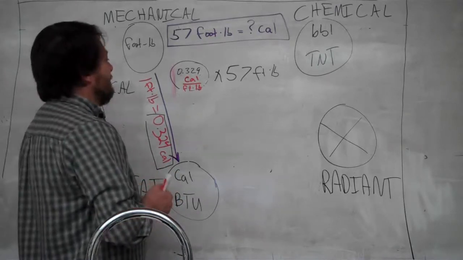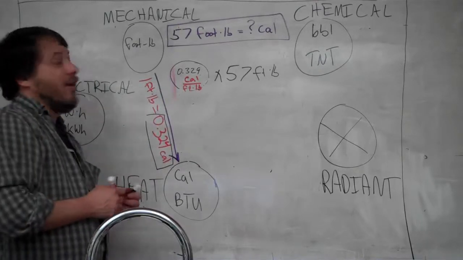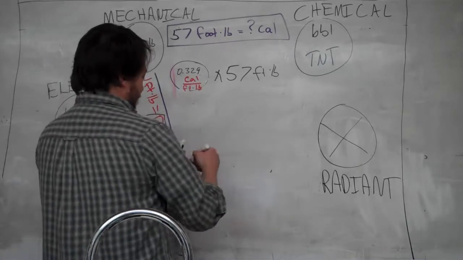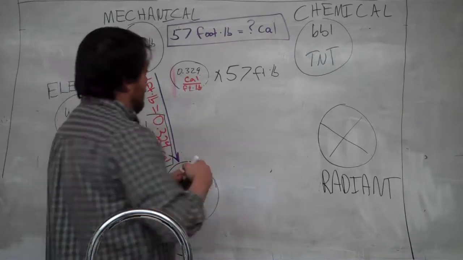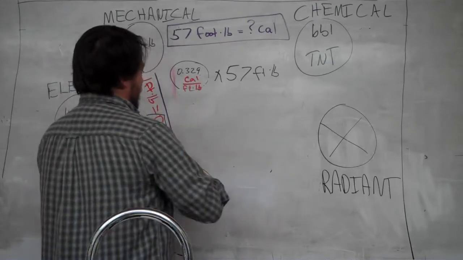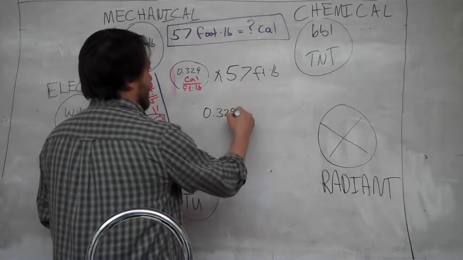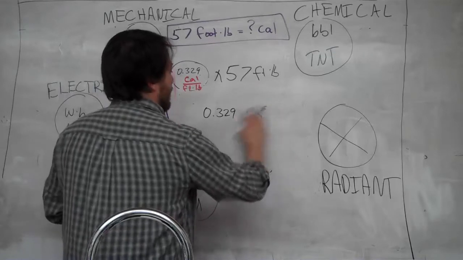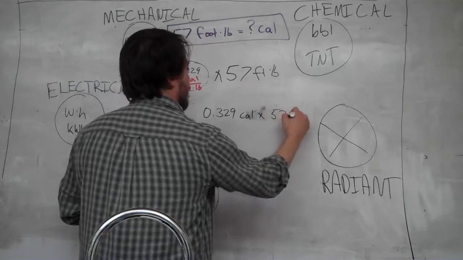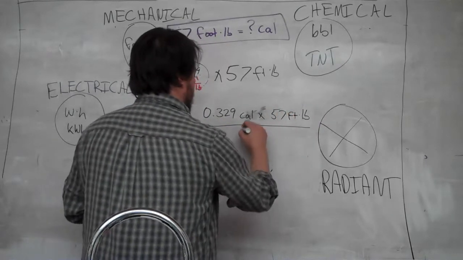But anyway. Okay, so calories per foot-pound. And another little bit of math trivia is that if you have, let's draw this out as a fraction. This isn't for everybody, but people that took chemistry will generally have experienced this. That turns into a mathematical statement: 0.329 calories times 57 foot-pounds over foot-pounds.